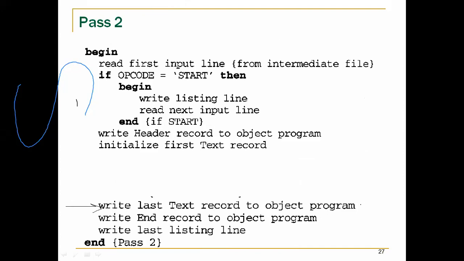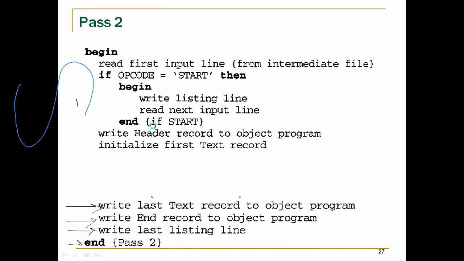Once all the text records are completed, what is remaining? The end record. We already have the information regarding the end record, so we'll write that to the object program and write the last listing line. This will end our pass 2 algorithm of the assembler. So this is how the algorithm actually works.